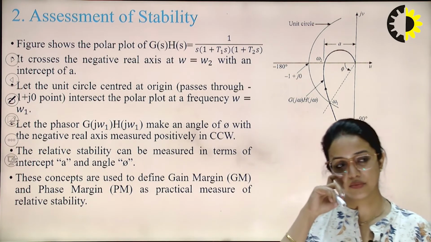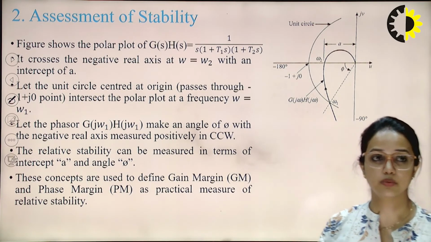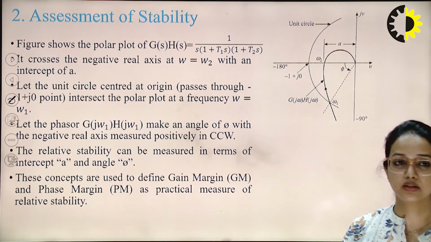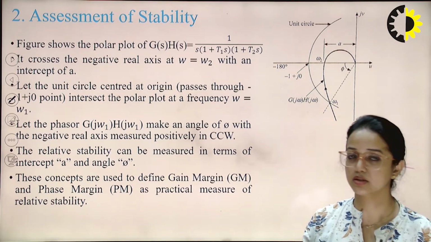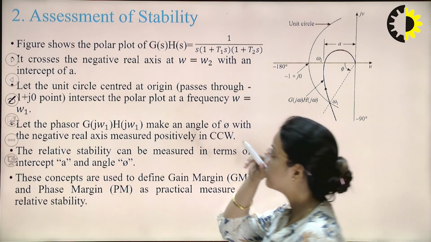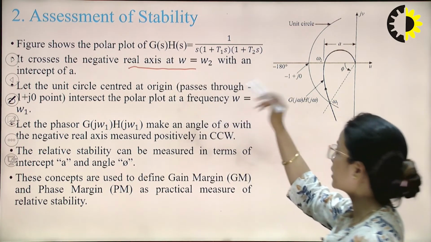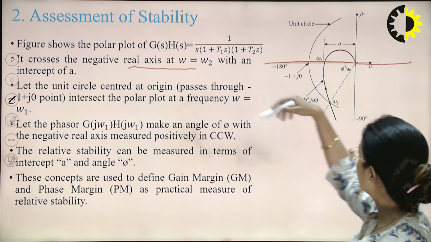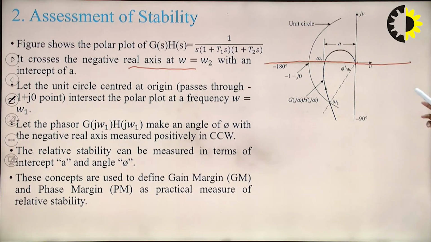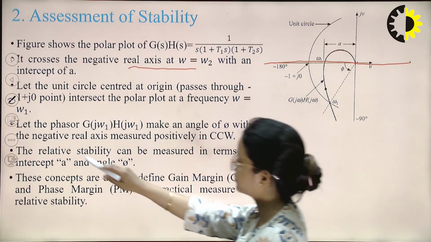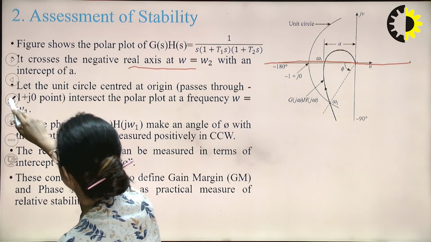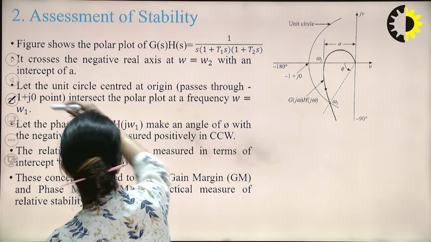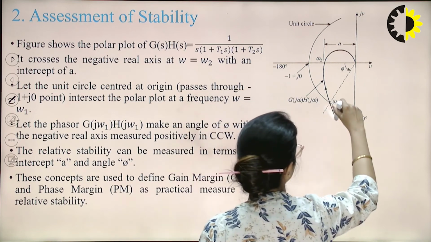Assessment of stability. This given figure shows the polar plot of G(s)H(s) equals 1 upon s into (1 plus T1 s) into (1 plus T2 s). It crosses the negative real axis at omega equals omega 2. So this is the positive real axis and here is the negative real axis. So we can see where the polar plot is. Here, from here we can see the polar plot. I'm drawing the polar plot like this. This one is the polar plot.